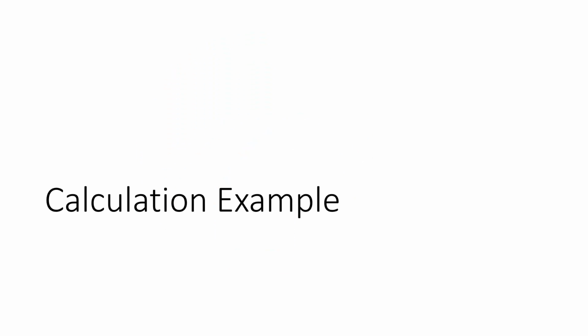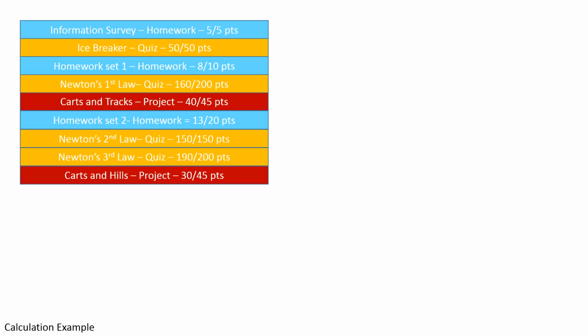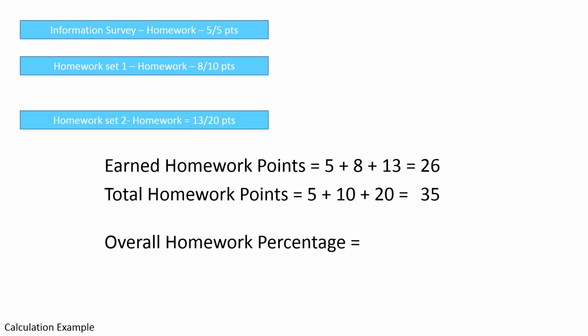So now let's take a look at an actual calculation using real numbers. Here's an example of some assignments that this student has completed in this course. We will begin by looking at the homework portion of the weighted grading. The homework earned by this student adds up to 26 total points out of a possible 35. In this particular category, then, the student has earned an overall homework percentage, which is really just the ratio between those two, of 74.2%.